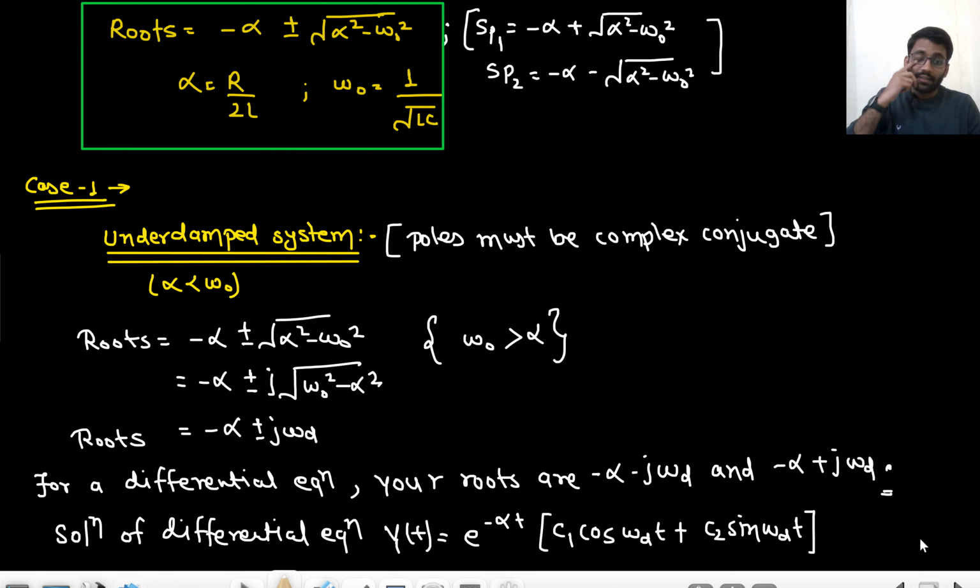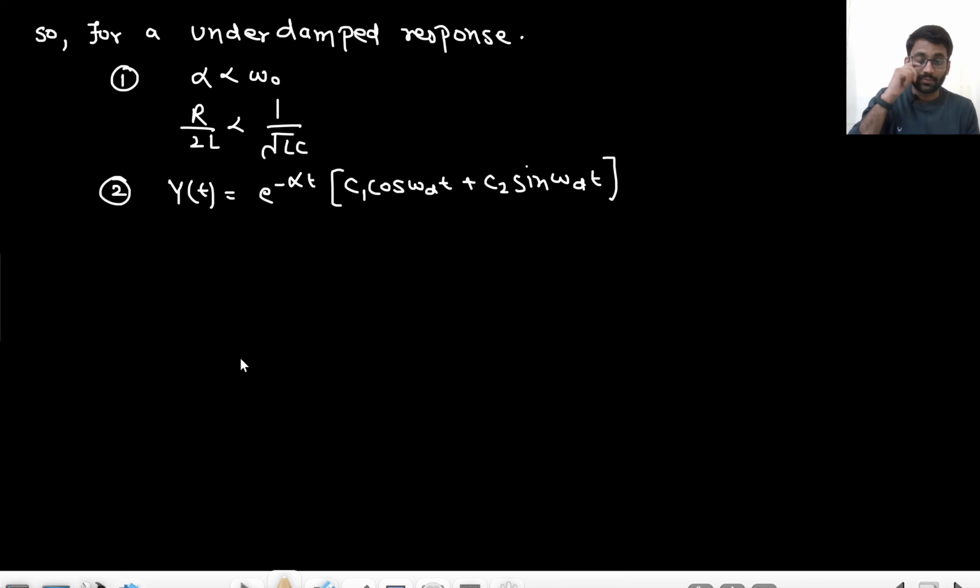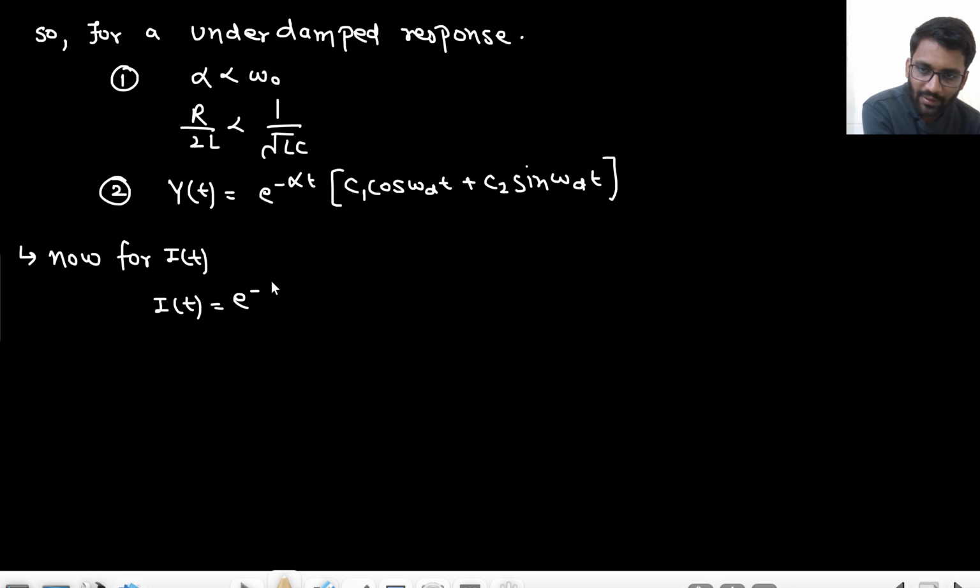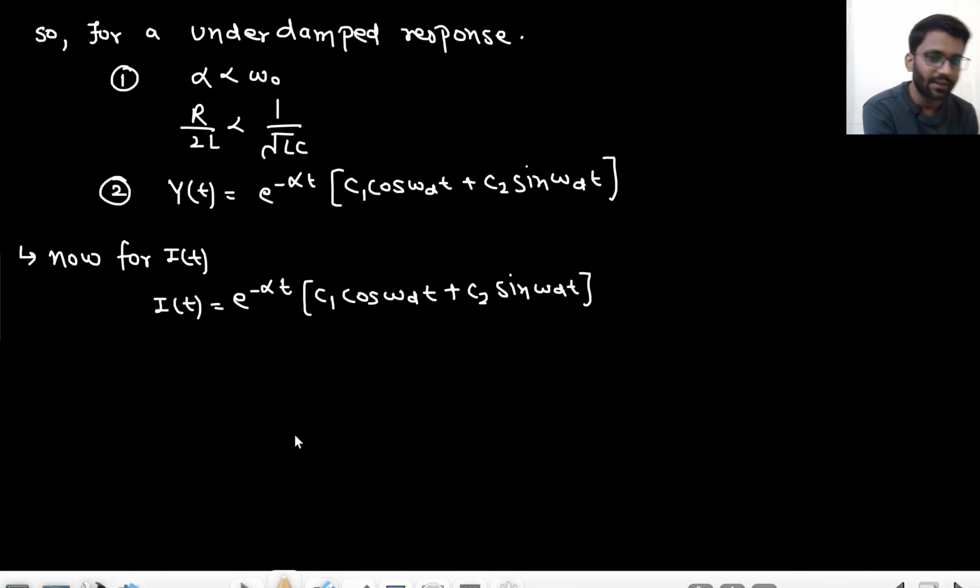So this is the final response. Now for i(t), what will be the i(t)? i(t) would be e to the power minus alpha t, C1 cos omega d t plus C2 sin omega d t, right?